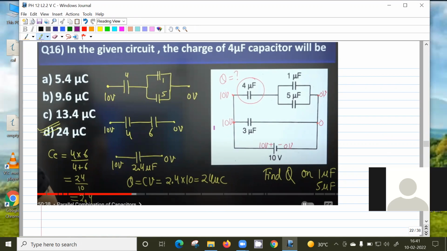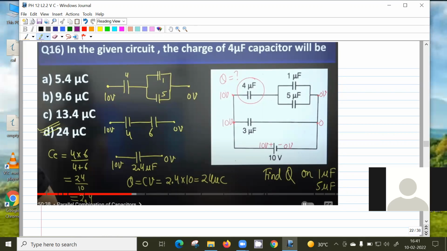Is the question clear? Yes, sir. See, there is a 10-volt battery, and there is a combination of capacitors. Under steady state, some charge will get stored in these different capacitors. If you know the charge stored here, or the potential difference across these two terminals, I can find the energy. He's asking to find the charge only. Either you find the charge, or if you find the potential, you can find the charge using Q equals C into V.